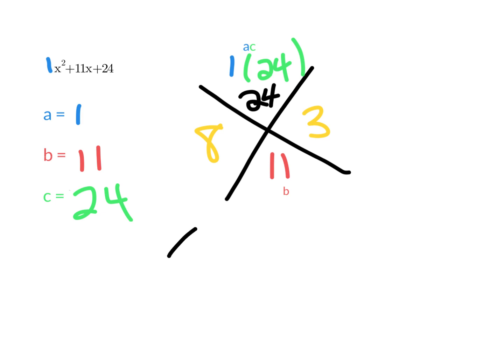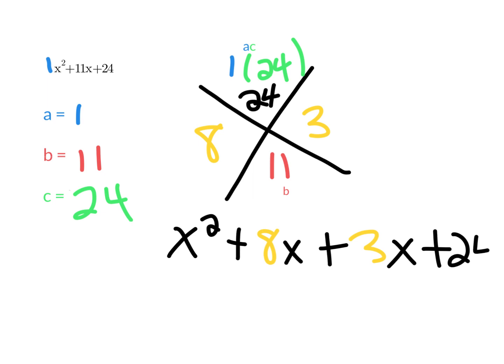My next step is to rewrite my polynomial using the numbers from my diamond. I'm going to keep my first term x squared, plus the 11x is what's going to change. I'm going to break it down into 8x, the 8 from my diamond, plus 3x, and then I still have my plus 24. At this point, I can now factor by grouping.